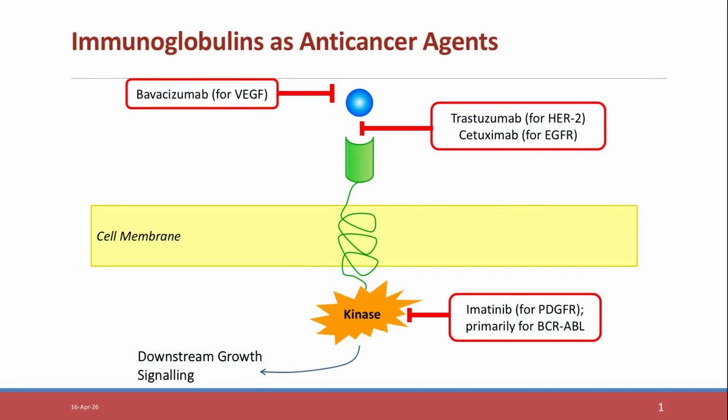This diagram shows that monoclonal antibodies block receptors or ligands at the cell surface, while TKIs inhibit intracellular signaling pathways. Immune checkpoint inhibitors restore immune response against tumors. Thus, targeted therapy interrupts signaling, not just cell division.